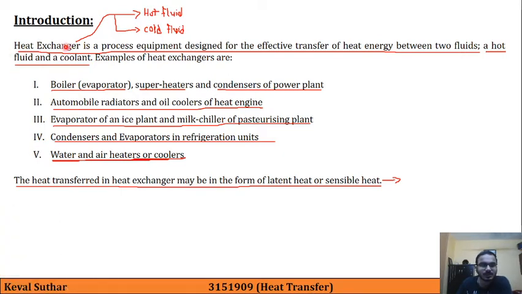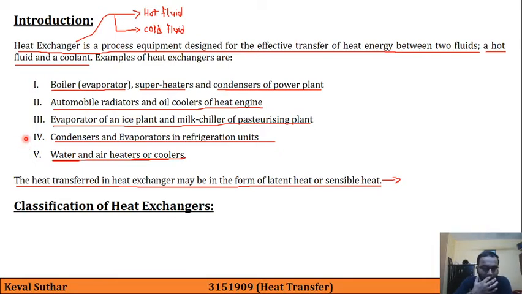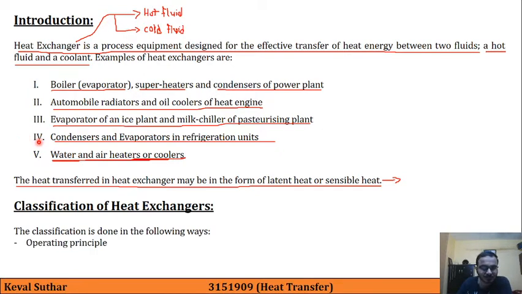Heat exchanger is a process equipment designed for effective transfer of heat energy between two fluids, that is hot fluid and coolant, and these are few examples of it. Now the next is classification of heat exchangers. It is done based on operating principle, arrangement of the flow path, and design and certain constructional features.